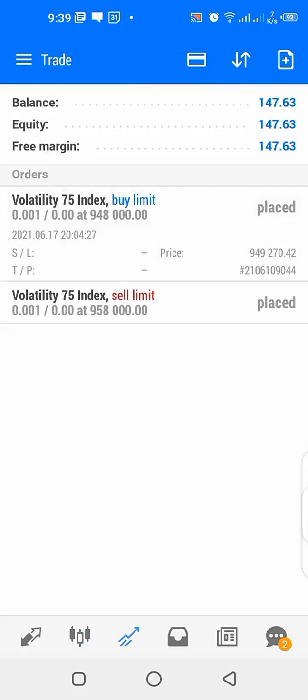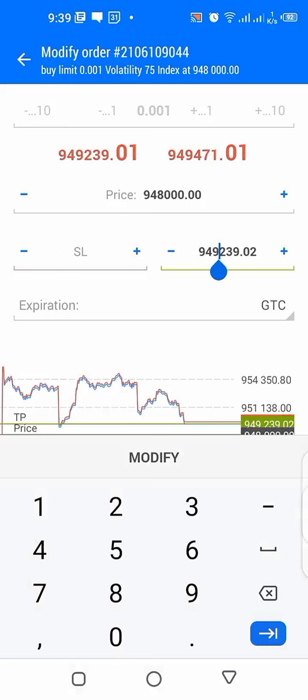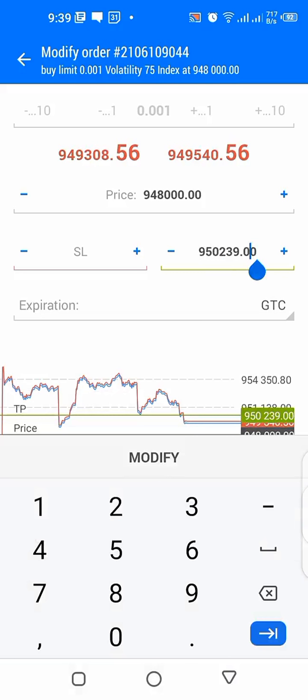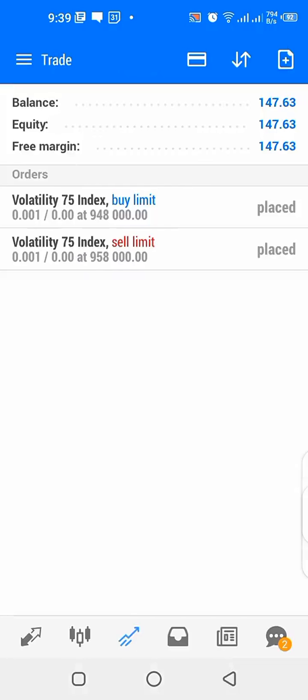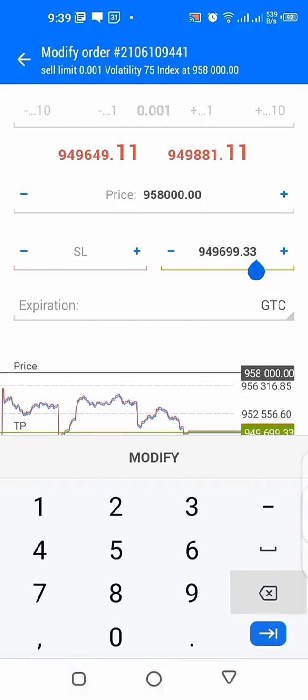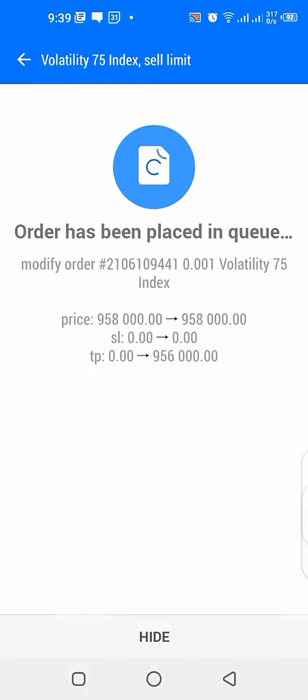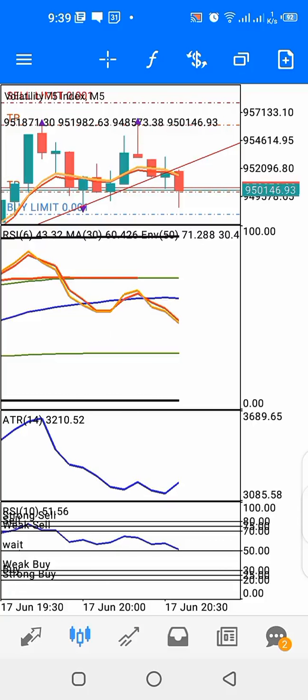the buy limit. The buy limit, as you can see, is 948,000. The sell limit is at 958,000. A buy limit is when you want price to drop and then trigger a buy trade, so that you expect price to drop to a level, trigger your trade, and then start to go up, so that you'll be in profit when buying. Sell limits, on the other hand, you place your order above price. You expect price to go up, trigger your sell order, and then come down, so that you'll be in profit.